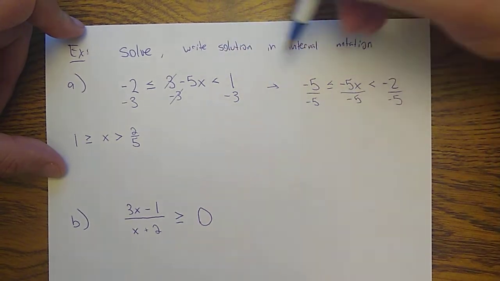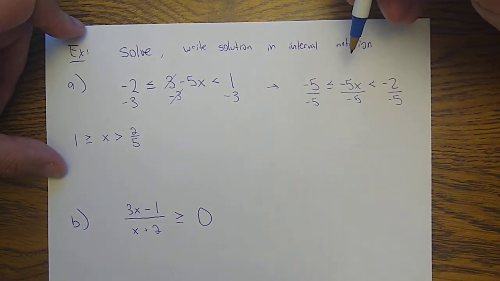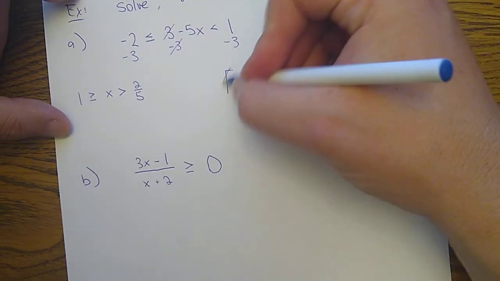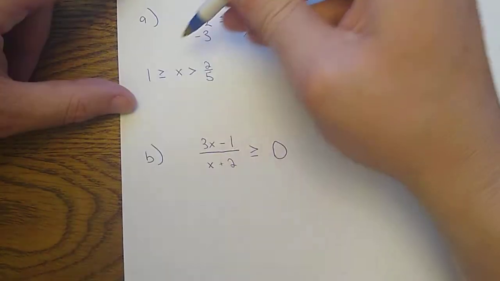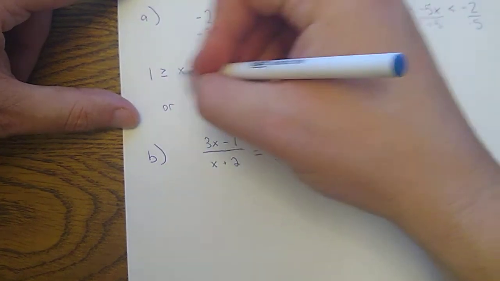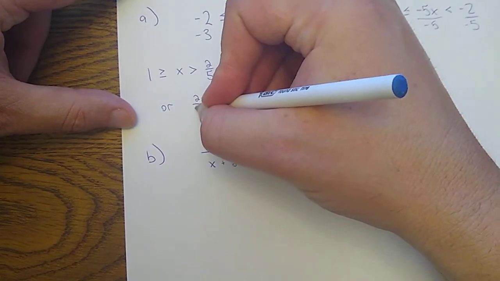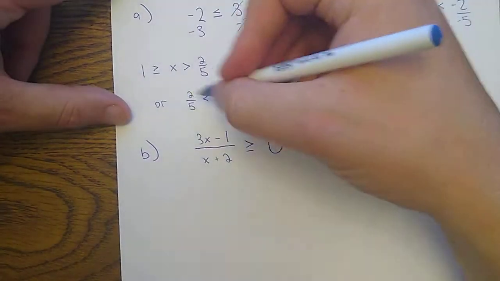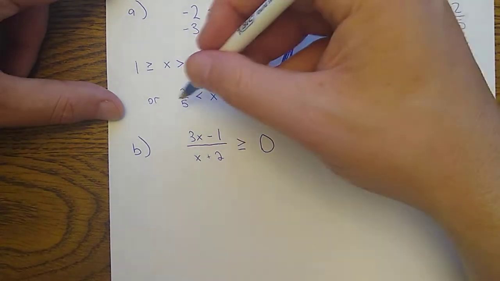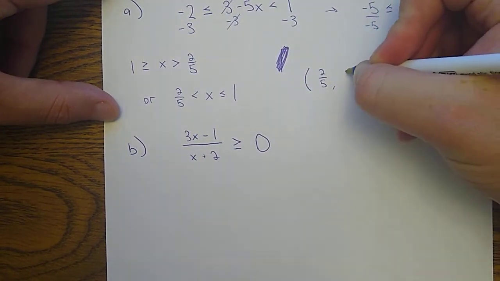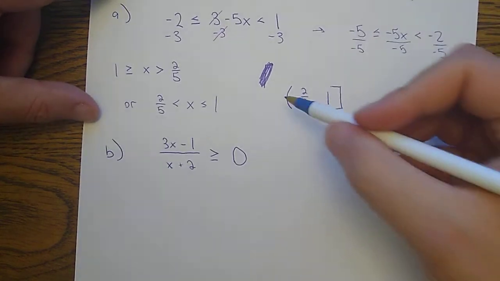And the instructions say write the solution in interval notation. So in interval notation, whoops. Yeah, I was confused because this is sort of written backwards. Usually I write the smaller first. Right. So in interval notation, I would write 2/5, comma 1, like this.